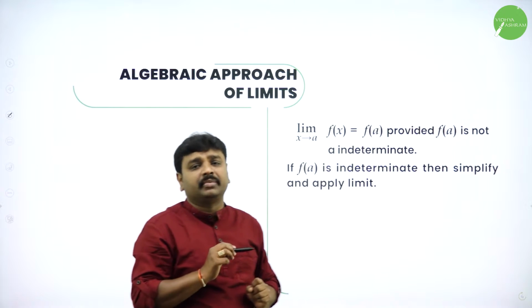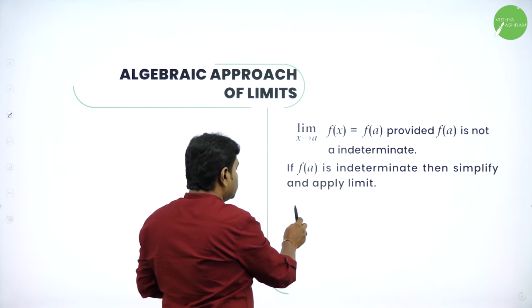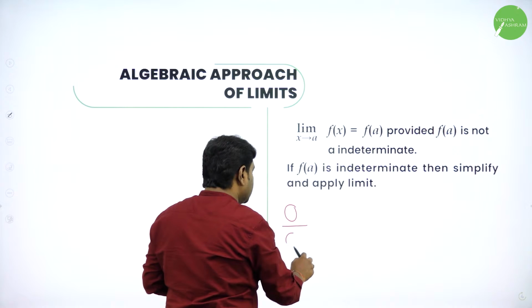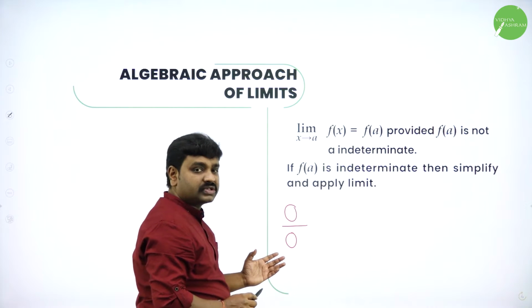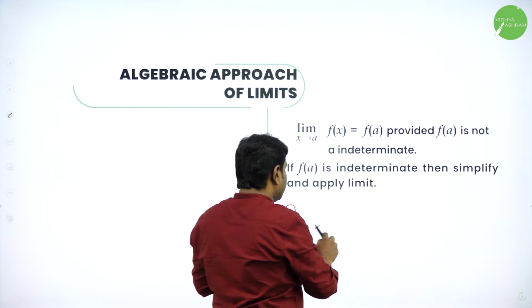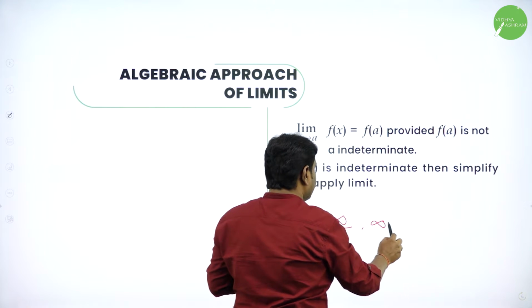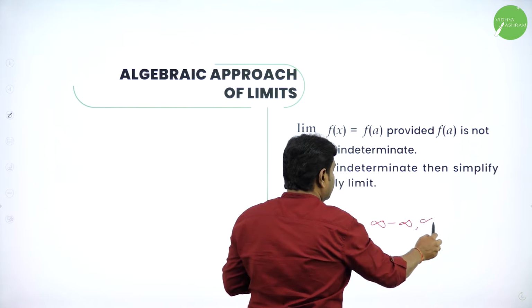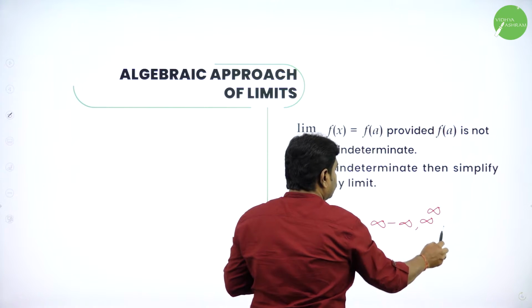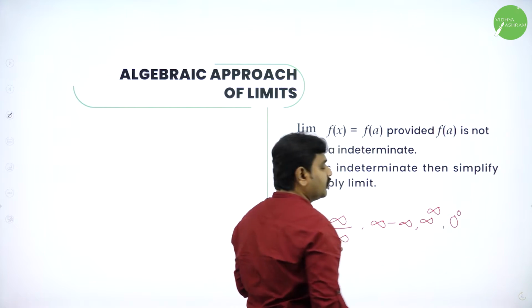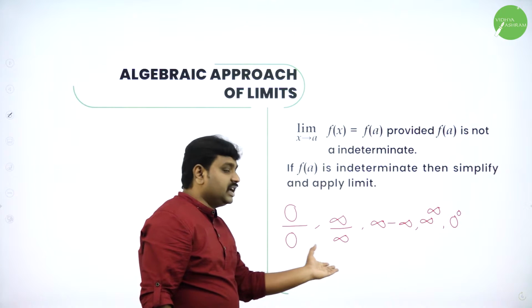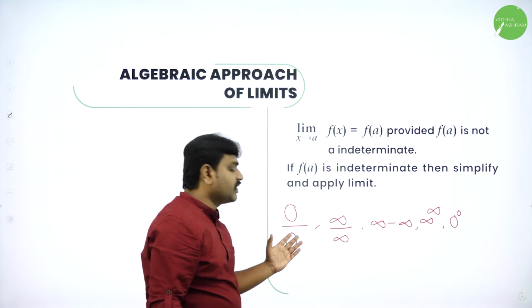What is meant by indeterminate? In mathematics, 0 by 0 is an indeterminate form. Nobody knows the value of this, so it is not a determinate form. It should not be infinity by infinity, infinity minus infinity, infinity power infinity, or 0 power 0. These are all mathematical indeterminate forms. Nobody knows the value of this.